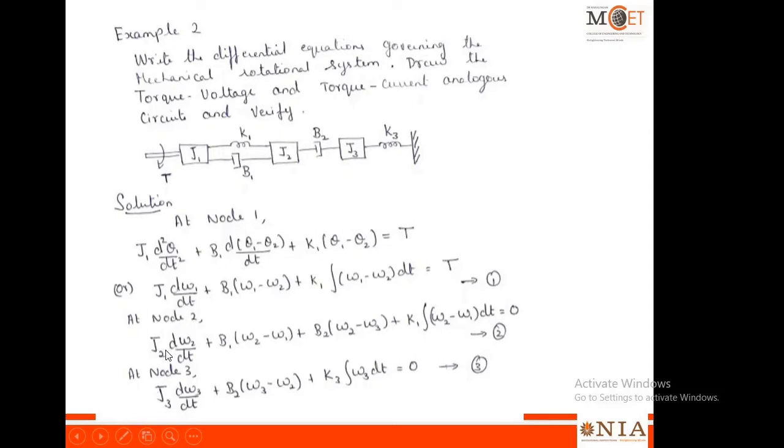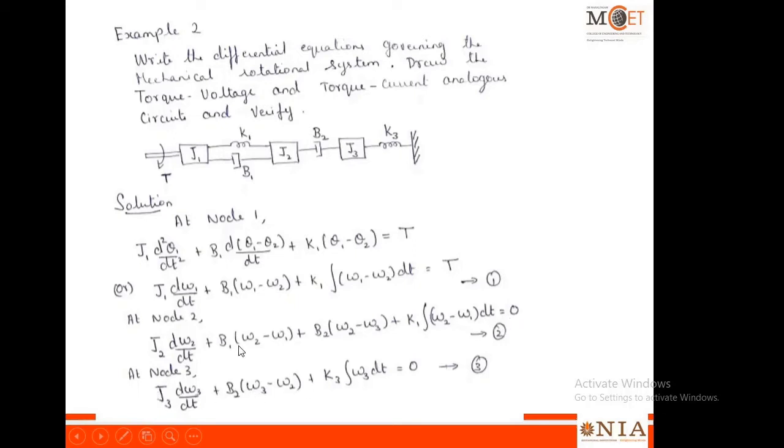Now let's write the node 2 equation. Node 2 equation: J2 into d omega 2 by dt plus B1, which is connected between node 2 and node 1. So it is omega 2 minus omega 1, and K1 is connected between node 2 and node 1. So it is integral of omega 2 minus omega 1 into dt. So another element B2 is there. B2 is connected between node 2 and node 3. So it is B2 into omega 2 minus omega 3 is equal to 0 because no torque is there.